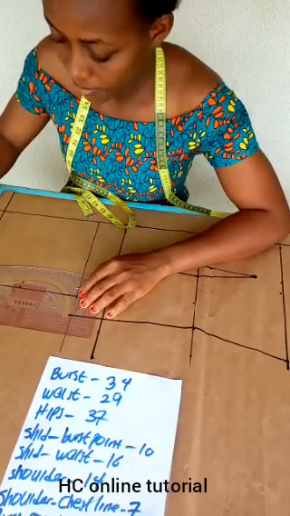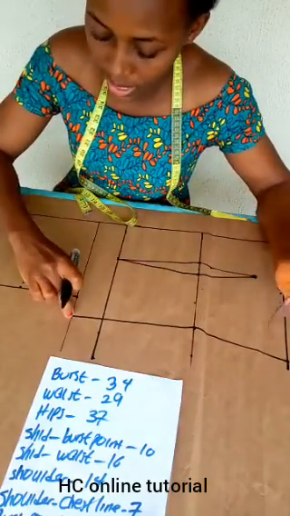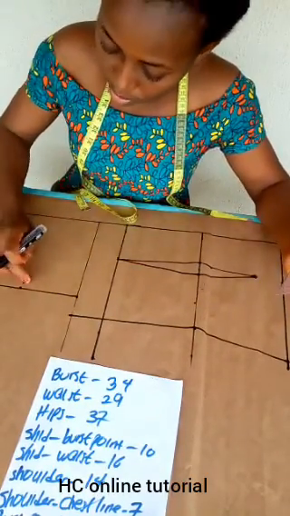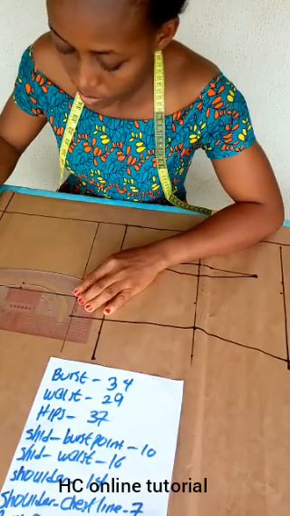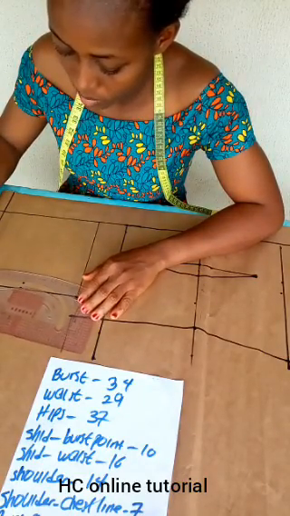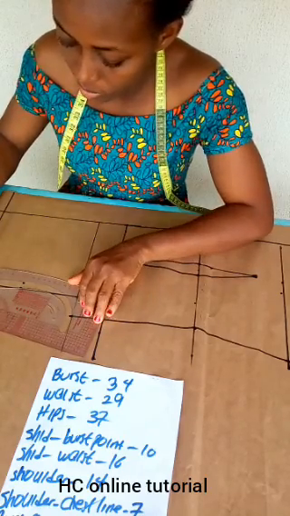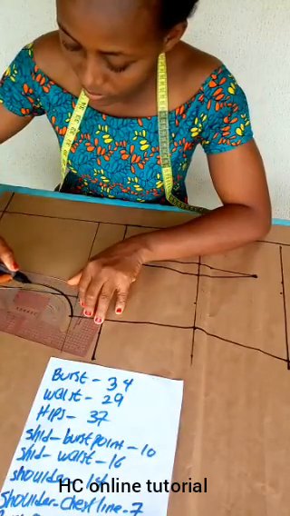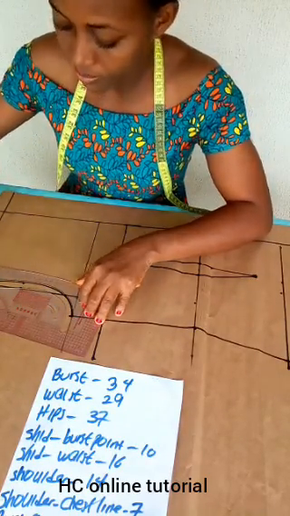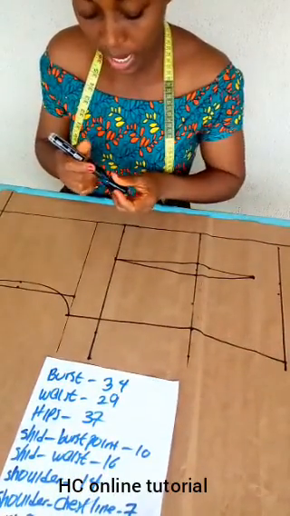So from here, I will connect this line to this line to this line, this point to this point to this point, with my pattern master. Yeah, this is how it's going to look. You can see the points are connected, and I will join them together. So this is how our front armhole is going to look.